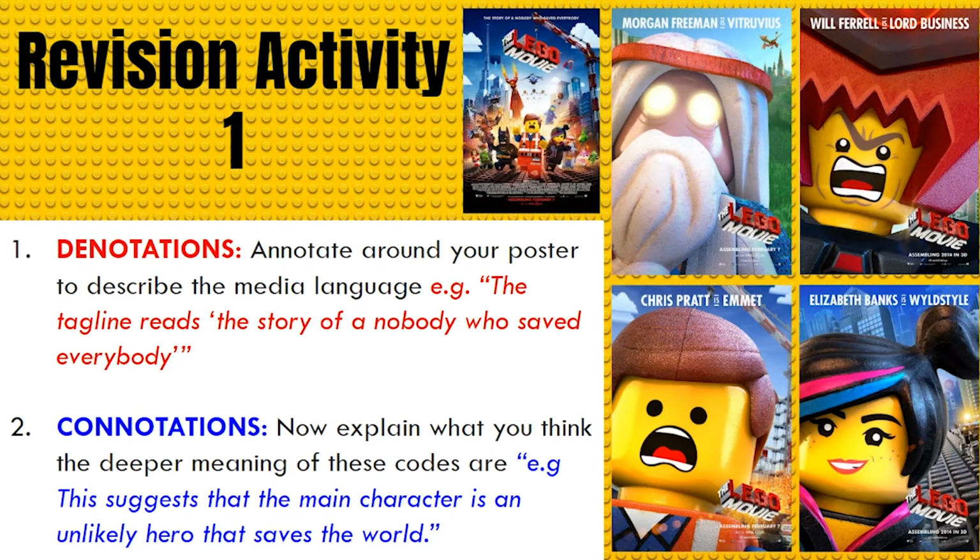Remember that denotation is describing what you see, so I could say in the main poster that there is a tagline that reads the story of a nobody who saved everybody. The connotation is then the deeper meaning, which is the most important part of your analysis. So in this case, I could say, this suggests that the main character is an unlikely hero who saves the world. So take a pause and complete this activity and come back when you're done.